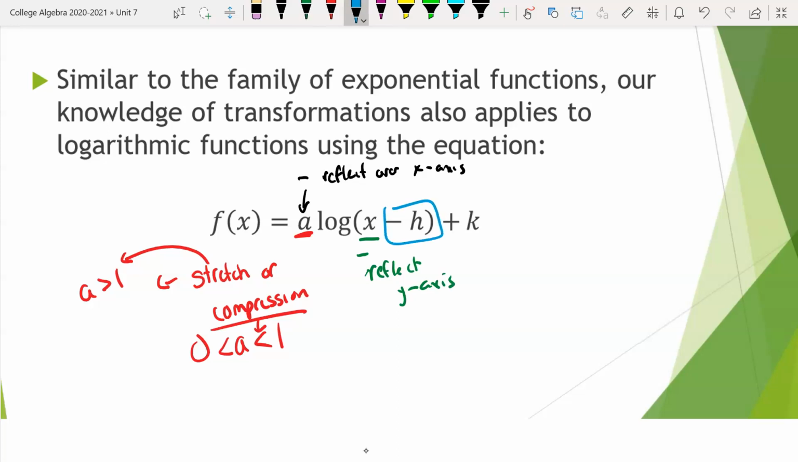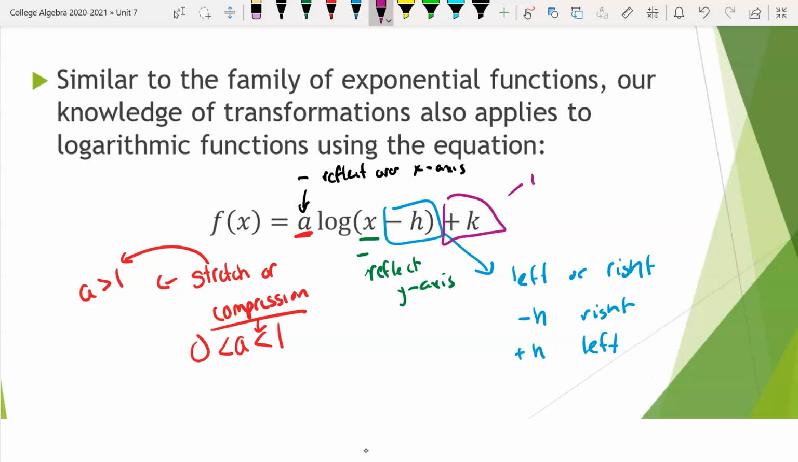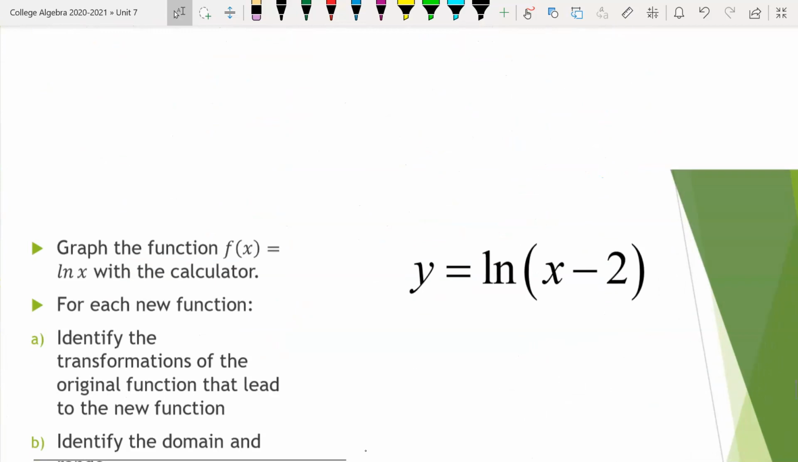This is going to be left or right, but a negative h would be right. A positive h would be left because they're lying to you. And then your k on the outside would be up or down. If it's positive k, it's up, negative k, it's down.